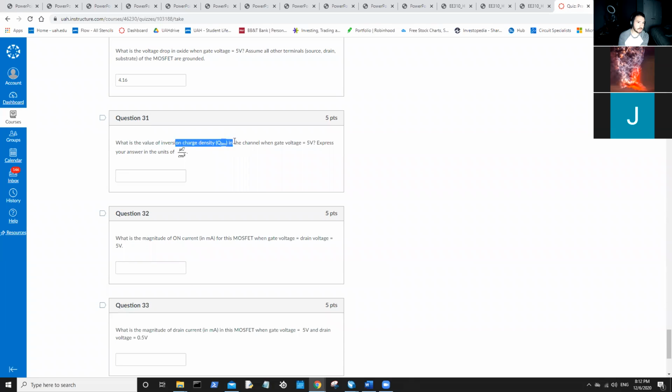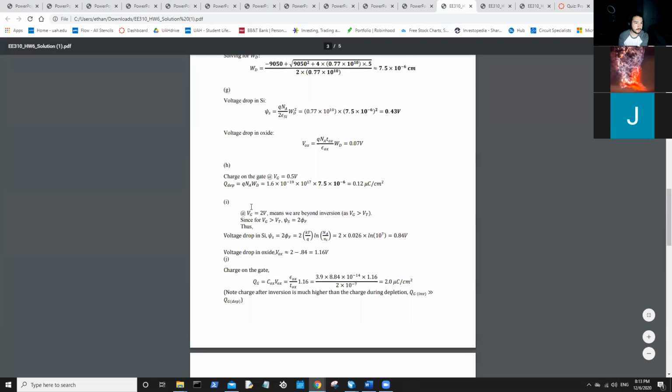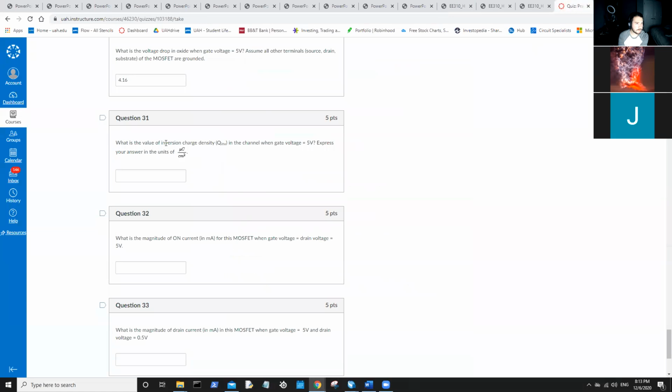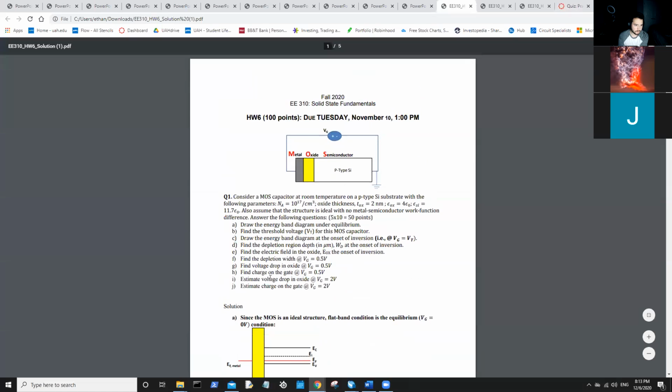All right. Question 31. What is the value of inversion charge density in the channel when gate voltage is equal to 5 volts? So this is a channel. So this is what it's asking. And we're expressing this in microcoulombs per centimeter squared. So first off, we can look here, and this looks like the right thing. But it said inversion charge density in the channel. So yeah, it's the same unit. So let's go up and make sure.